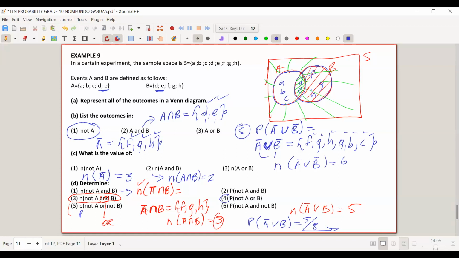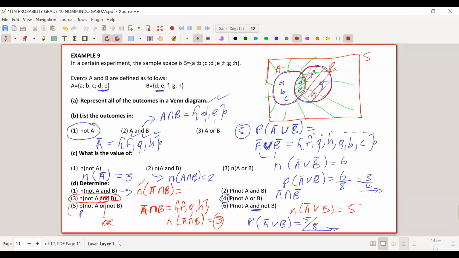So which means the probability over here is going to be 6 over 8, which is going to be 3 over 4. Right. So let's try and do number 6. Number 6. So what's not in A? We are looking for the intersection now. So what's not in A intersects with what's not in B.